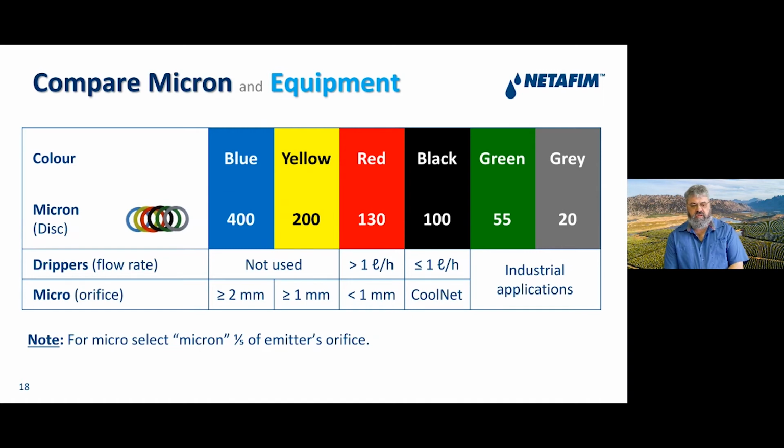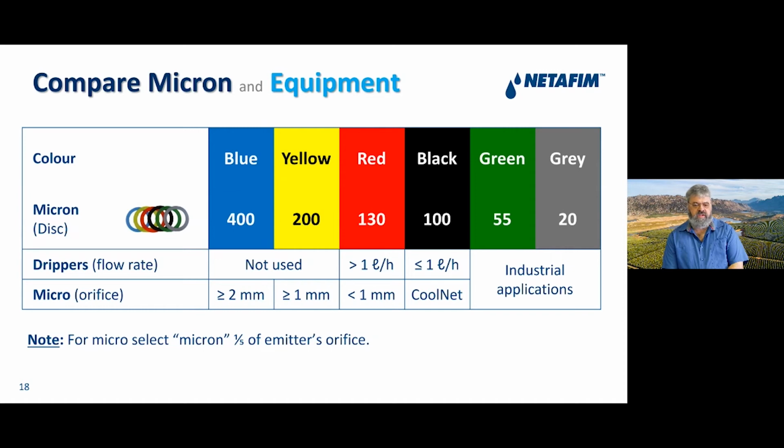So if you have an orifice of 1 millimeter, and if I take 1 millimeter and I divide it by 5, I will get 0.2 of a millimeter. And 0.2 of a millimeter is 200 micron. So in that case, we use a yellow disc. So it's an easy calculation. You just need to know what is your filtration and what is your system that you need to protect.